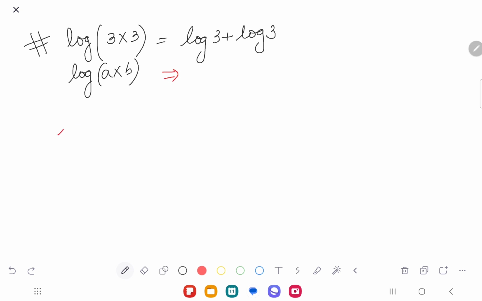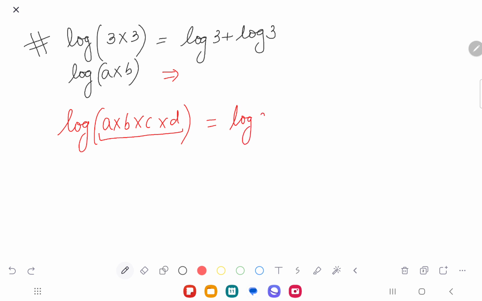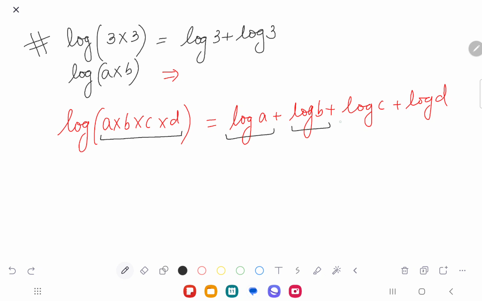So this could be expanded to other terms as well. For example, if I have log a times b times c times d, where the terms are in multiplication, what do we write down? The answer, according to the property, is log a plus log b plus log c plus log d. So we can just calculate their individual logs and get the answer. Do you understand my point? So when we have log a into b into c into d, I will have log a plus log b plus log c plus log d.